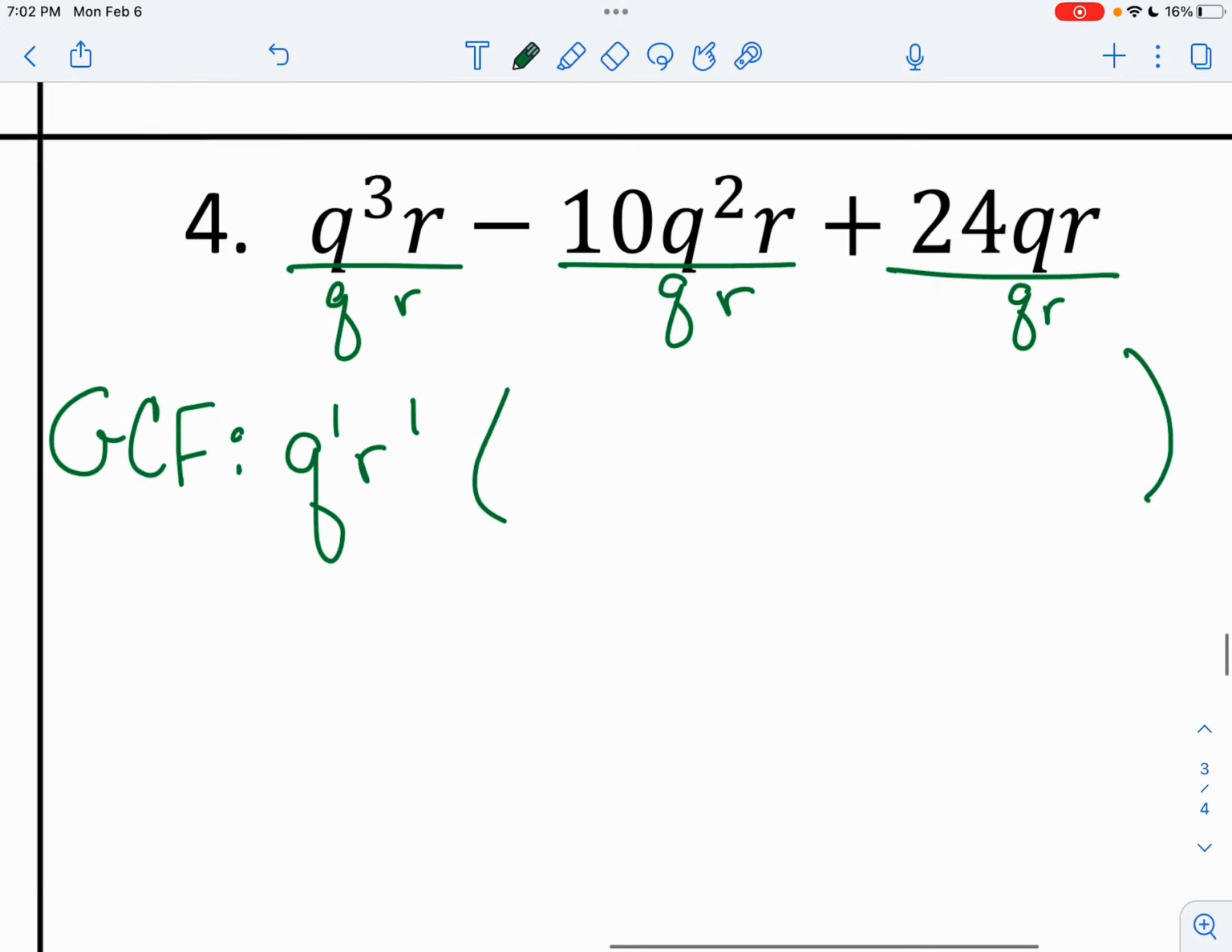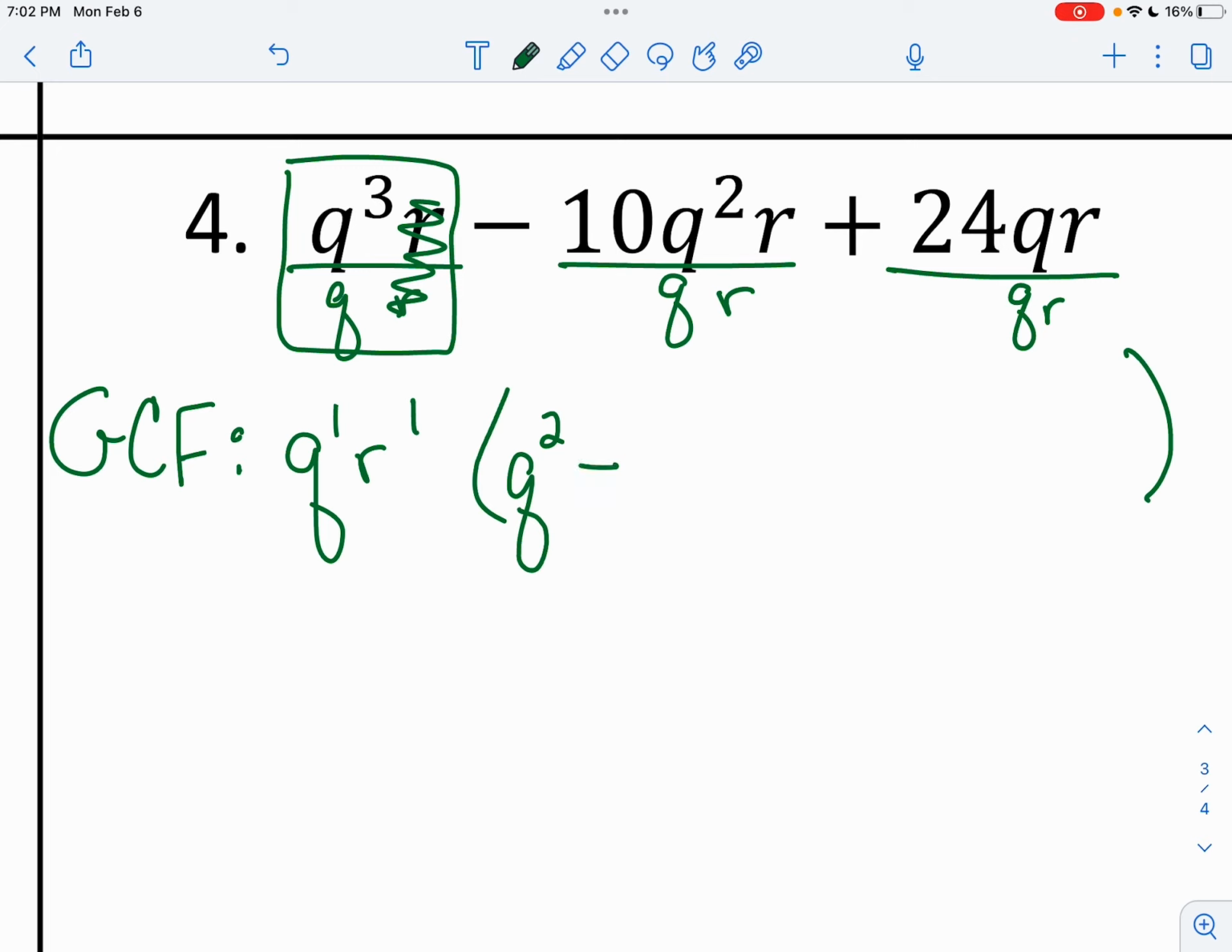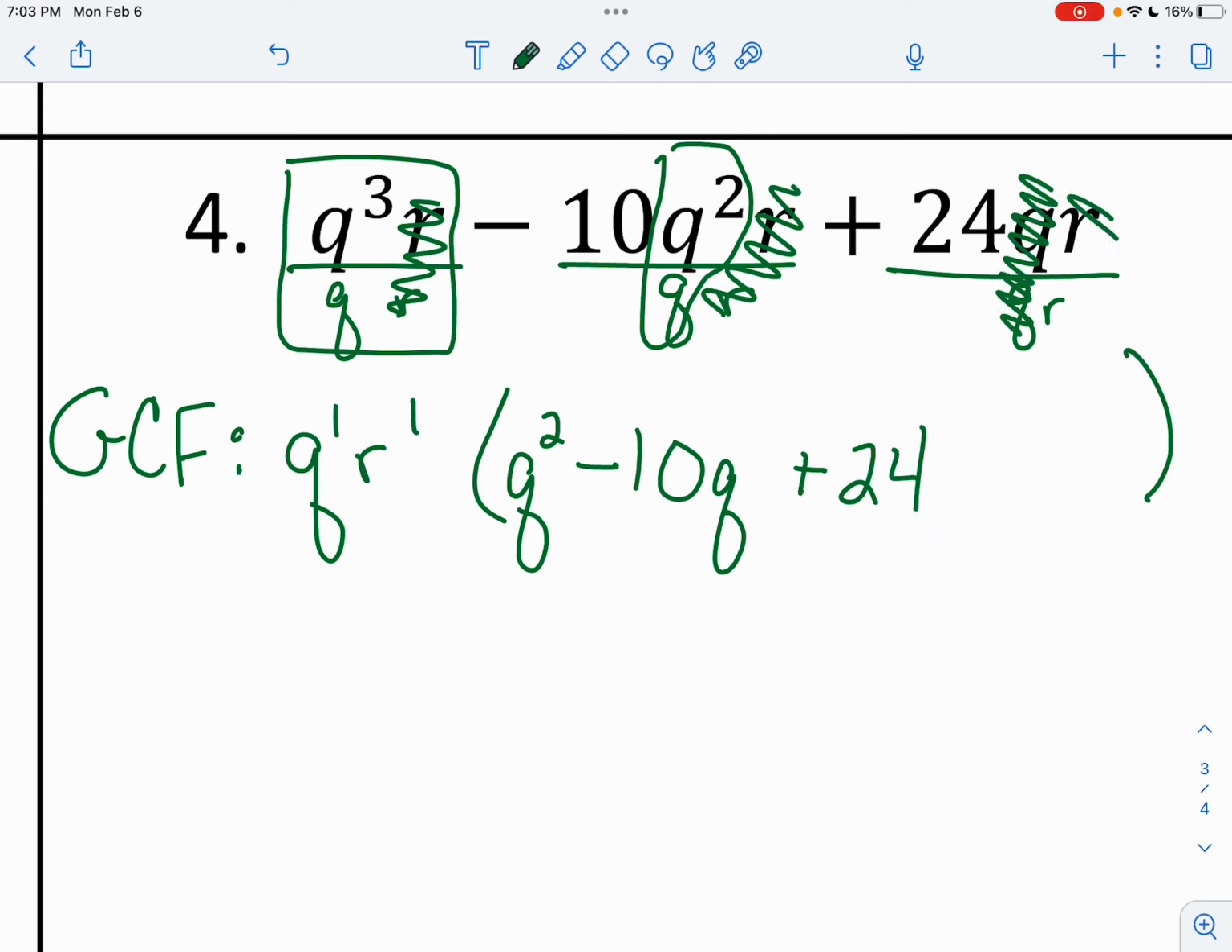You don't have to. If you take out a q and r of this, you will get a q to the second power, and the r's will go away. If you take a q out of this, you'll be left with a q to the first, and these r's will go away. If you take out a q, these ones go all the way away, as do the r's. So we've taken out the GCF.